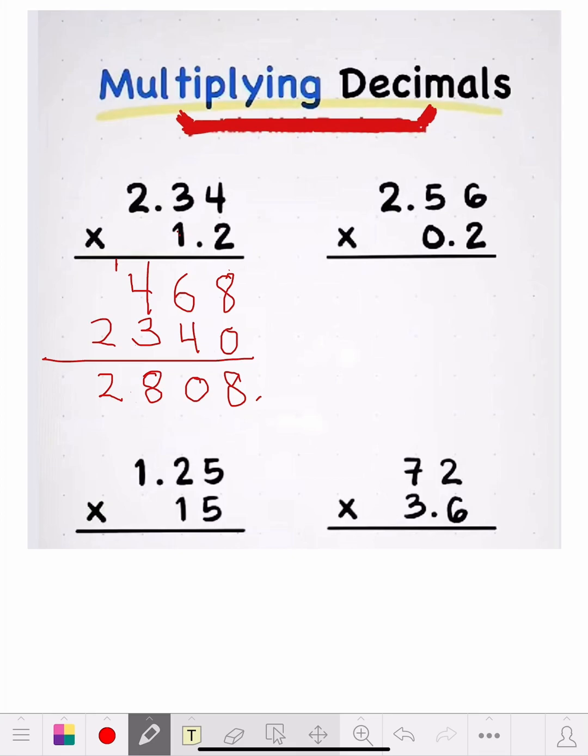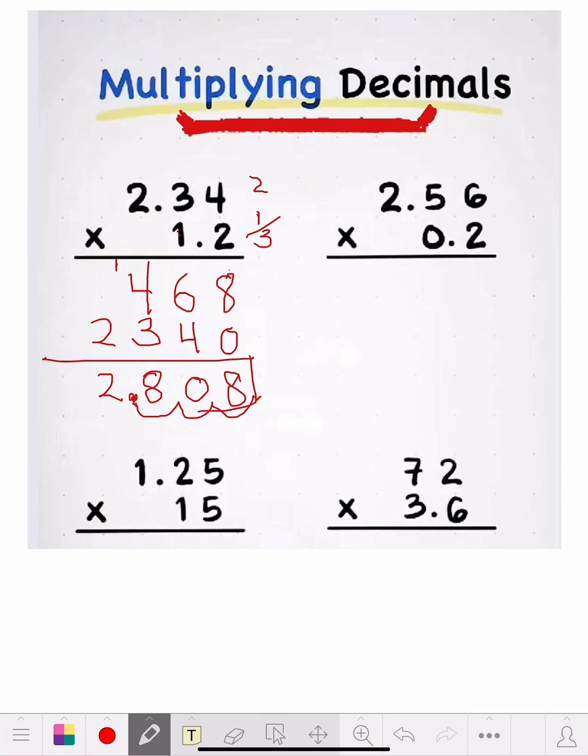But we have to account for the decimal places. We got 2 in this first one, and 1 in this one. The total of those is 3. So we have to move over 3. 1, 2, 3. So that's where the decimal point is, right over there. So our answer is 2.808.